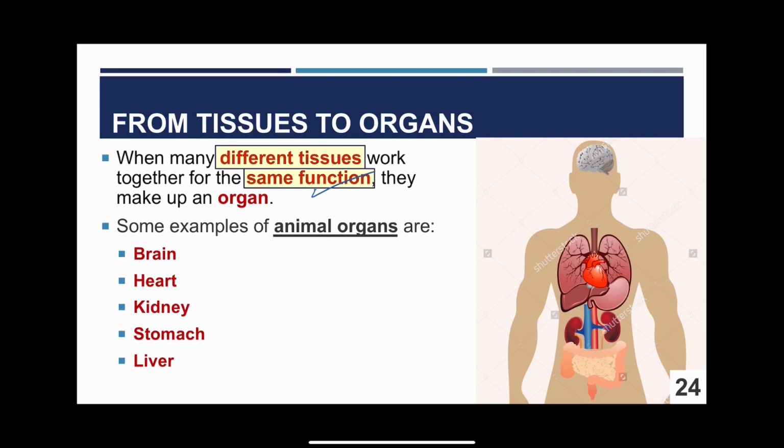So different parts must be able to serve different functions. Some examples of animal organs are actually your brain, heart, kidney, stomach, liver. There's a lot more. You have your lungs, you have your eyes, etc. I just want to give you some additional ones, so if you're interested, you can go and Google about them. Okay, one of them is called the gallbladder, and the other one is actually called the pancreas.